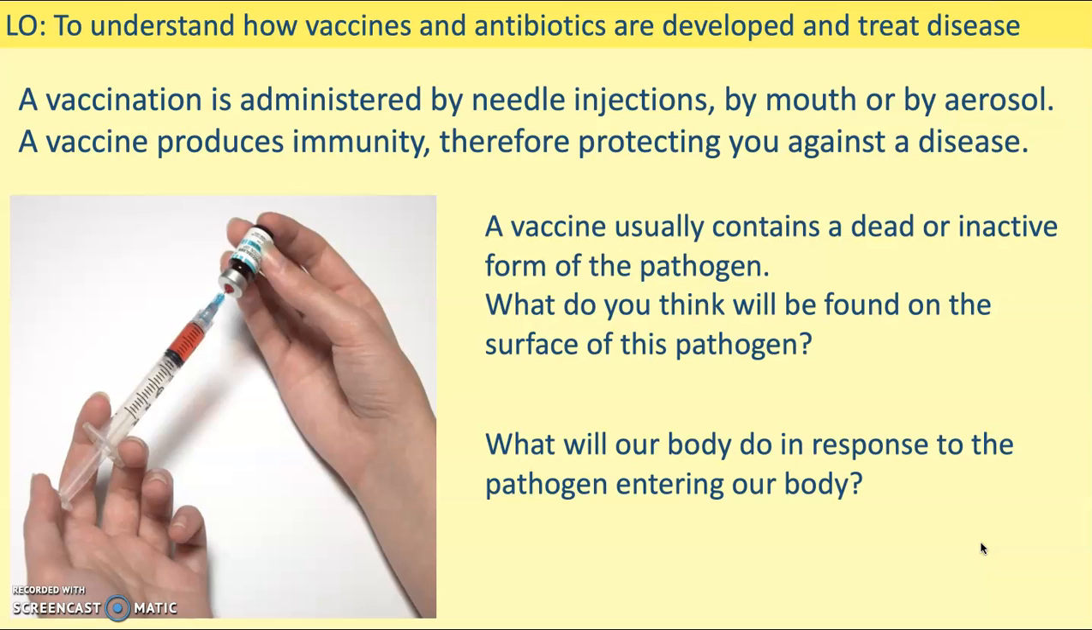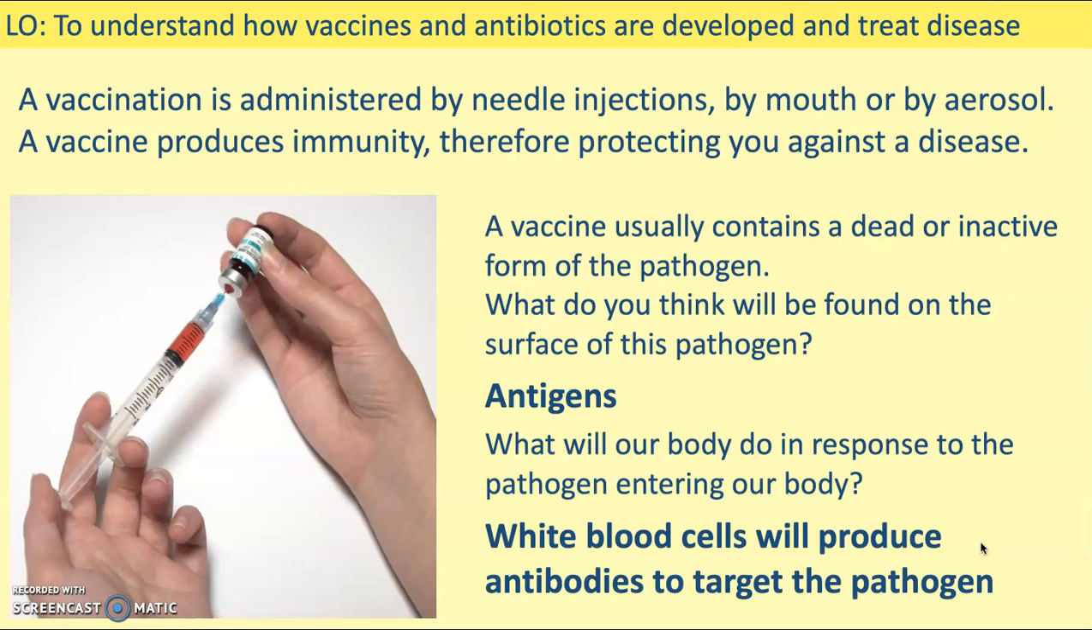Thinking back to the screencast on the human defences against disease, what do you think will be found on the surface of the pathogen, and what do you think our body will do in response to the pathogen entering our body? Pause the screencast and see if you can write down 2 short answers to those questions. So on the surface of the pathogen, we will find antigens, which are proteins. And in response to the pathogen entering our body, our white blood cells will produce antibodies that will help to target and destroy the pathogen.